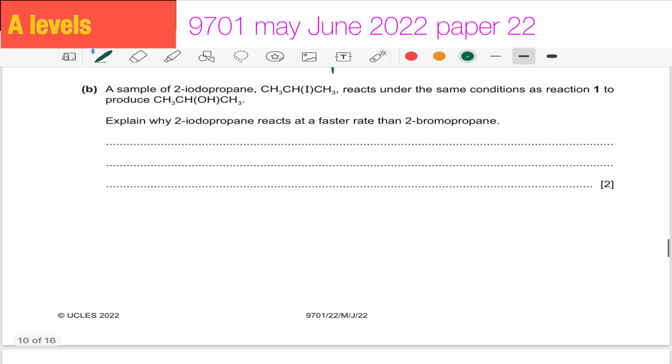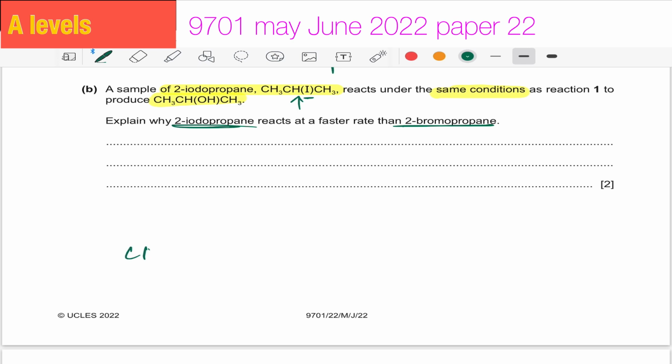Now the next part of the question is, a sample of 2-iodopropane reacts under the same condition as reaction 1 to produce propan-2-ol, right? Just like 2-bromobutane, from 2-bromopropane we get propan-2-ol. Similarly, we can get 2-propanol from 2-iodopropane. So instead of a Br, now we have an iodine group present. Explain why 2-iodopropane reacts at a faster rate than 2-bromopropane.